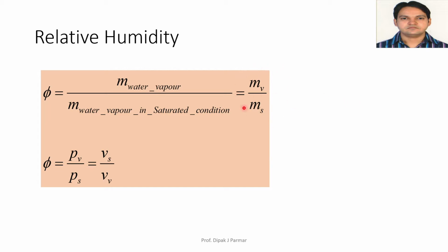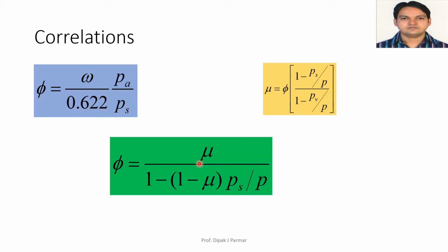In the same way, in the case of moist air, the ratio represents the mass of water vapor present, which is the actual condition, and the mass of water vapor present in a saturation condition, which is the capacity. So actual condition by capacity represents the relative humidity. In terms of pressure, we can represent relative humidity by PV by PS. In the same way, in terms of volume, we can represent it by Vs by Vv. These are some correlations between specific humidity, relative humidity, and degree of saturation in terms of the partial pressure of air, saturation pressure, and total pressure.